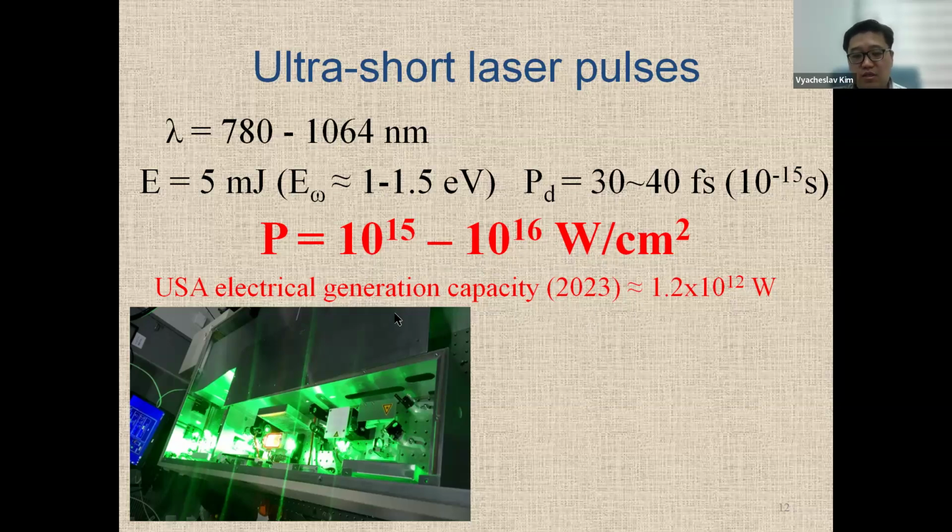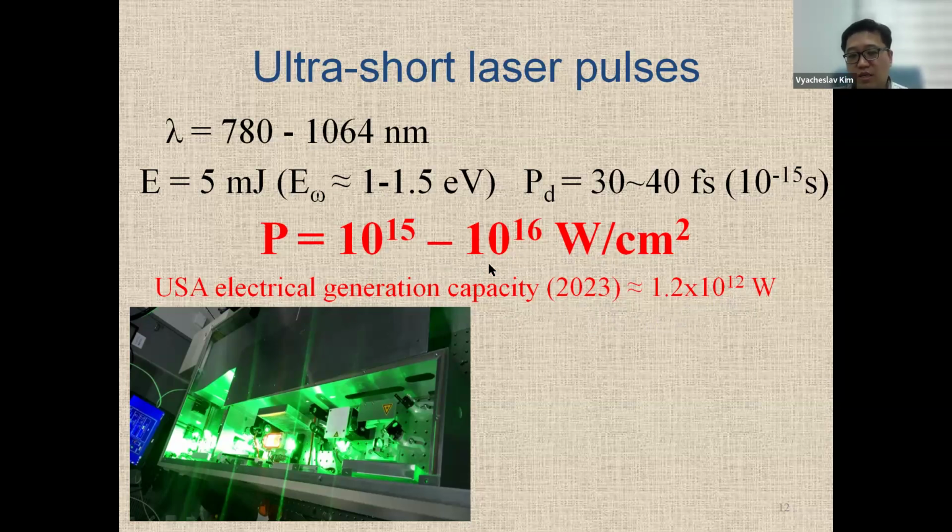Just for comparison, this is information about the current electrical generation capacity, the instant power, of the United States. It is information from 2023. It equals 1.2 times 10 to the power of 12 watts.